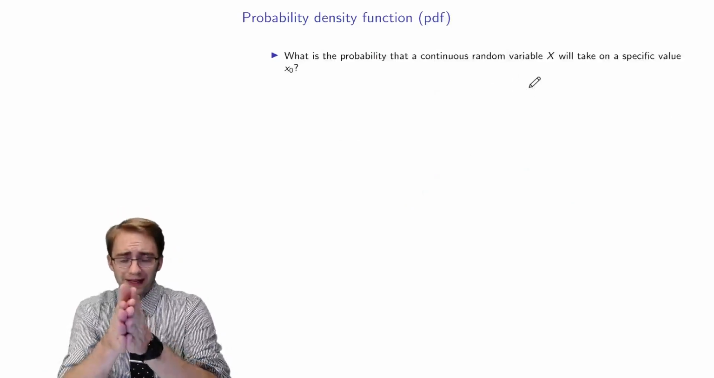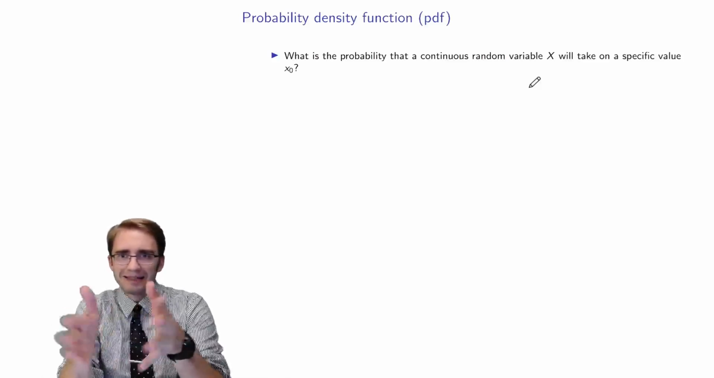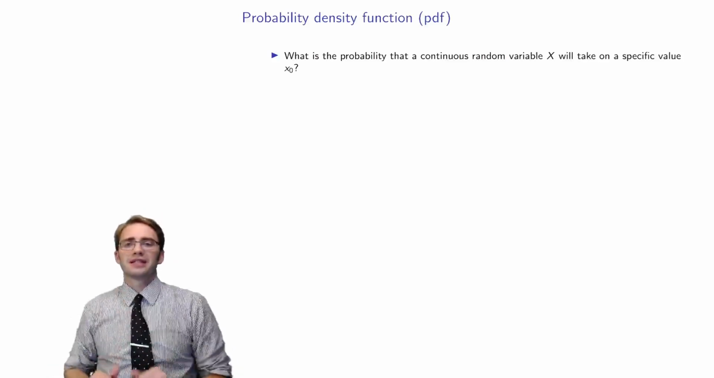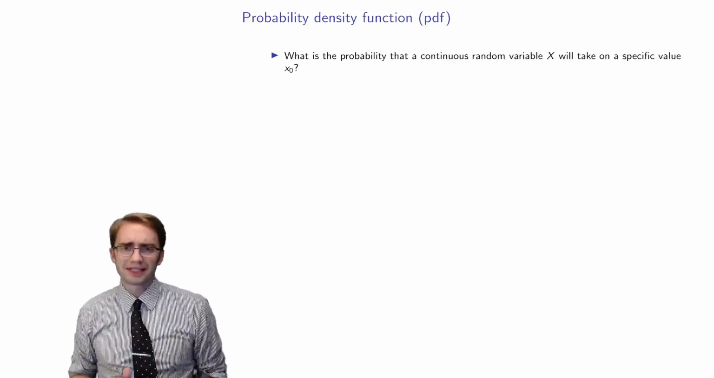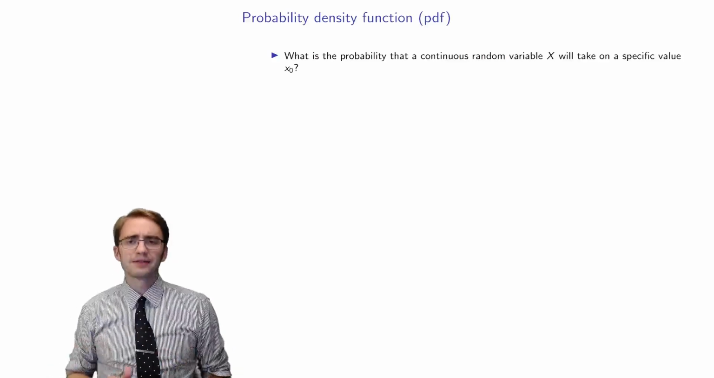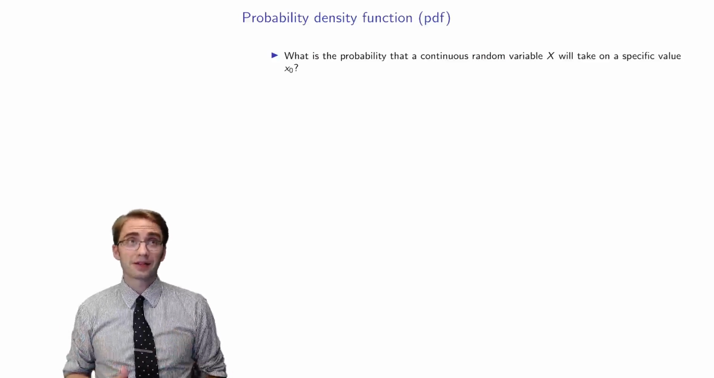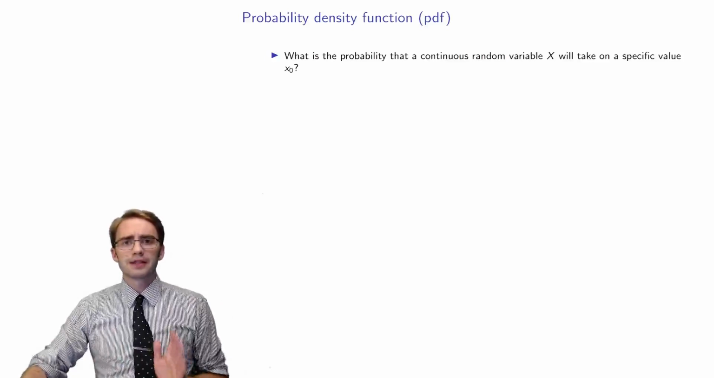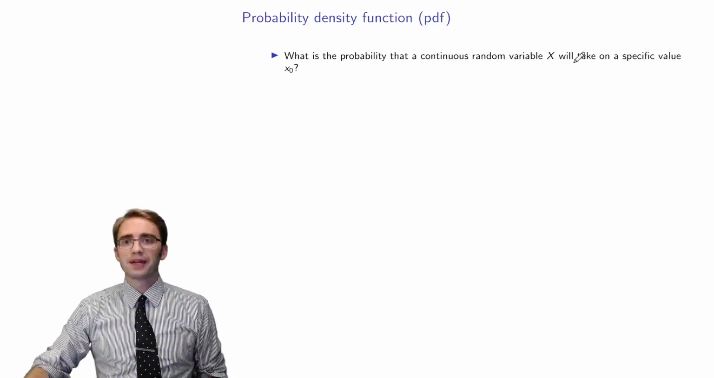Here's a point that confuses a lot of people, and it's unfortunate because you'd need to take a lot of measure theoretic type instruction to make sense of this, which is not something we're going to cover. But conceptually we'll address this issue by looking at the question I have written up here, which is: what is the probability that a continuous random variable x will take on a specific value x naught?